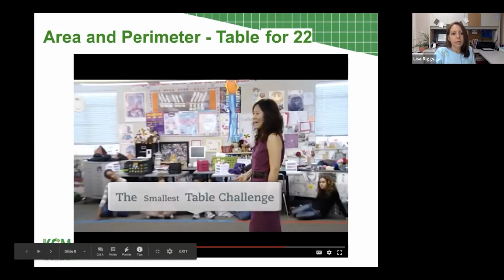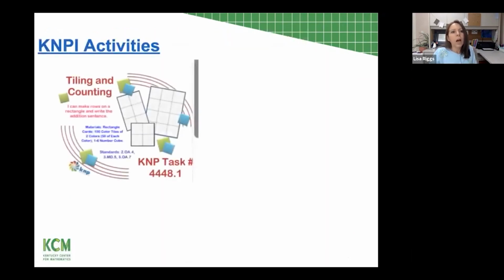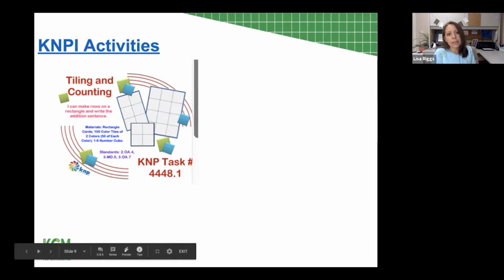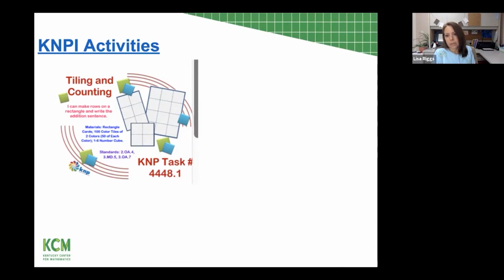I wanted to share with you guys some activities from the Kentucky Numeracy Project that can help kids make those connections to area. This is a 3rd grade activity of tiling and counting. KNP activity 4448 scaffolds some of these tiling activities for 3rd grade standards. It begins with tiling and counting, where we provide 1-inch tiles and their tiling arrays. These are all in your handouts.